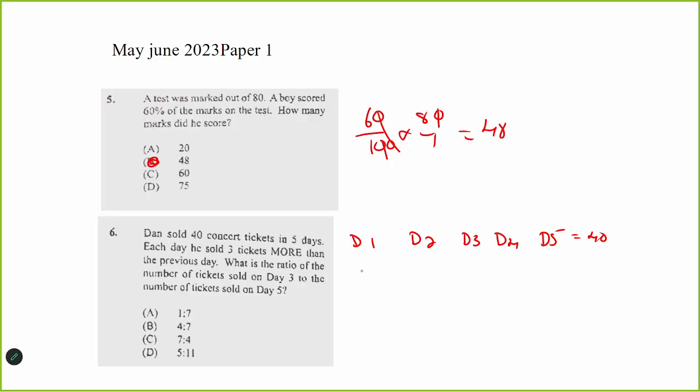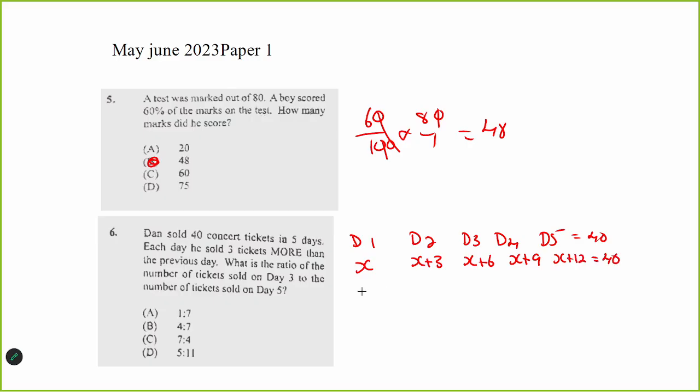So, same thing. Day 1 is X. Day 2 is X plus 3. Day 3 would be X plus 3 plus 3, which is X plus 6. Then it would be X plus 6 plus 3, which is X plus 9. And then this would be X plus 12. Is equal to 40. Alright?